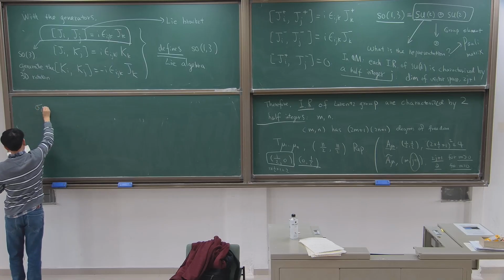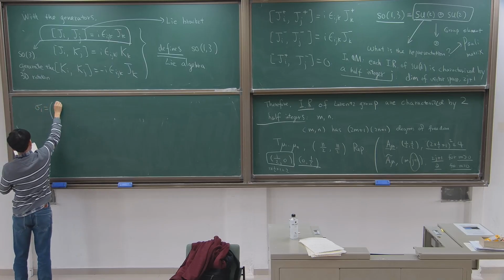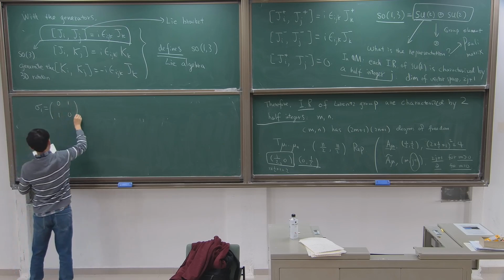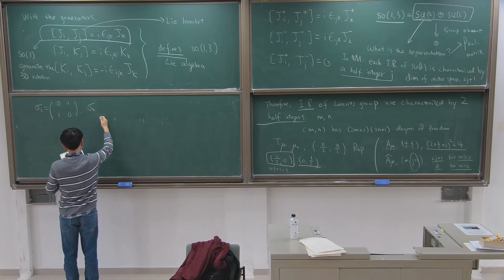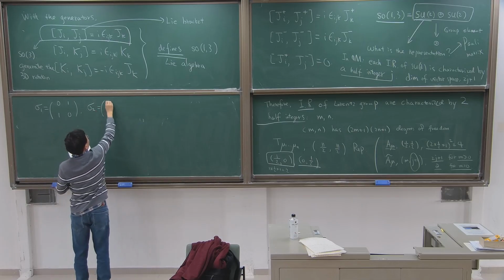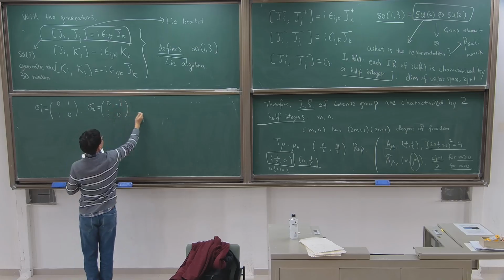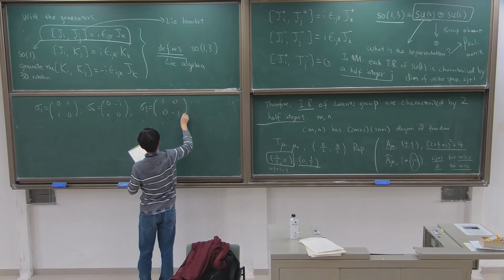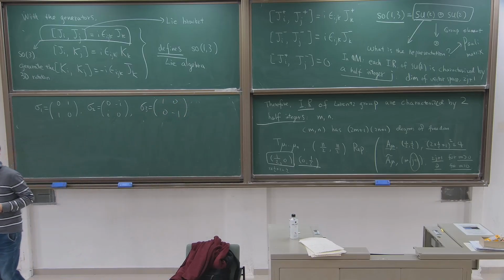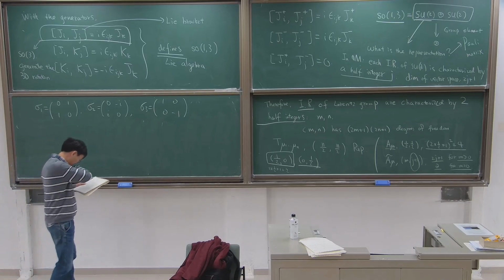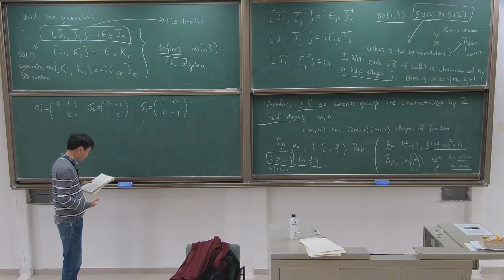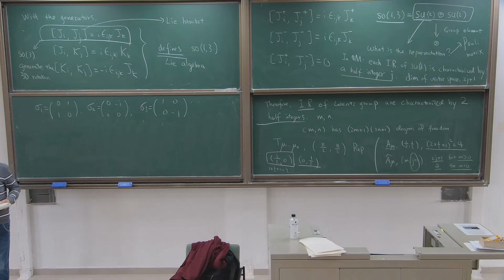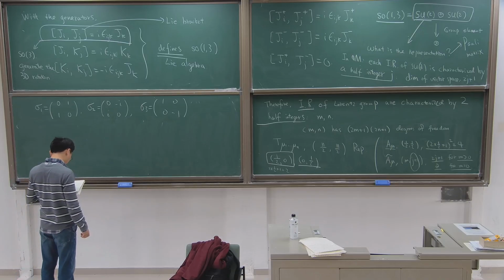Let me write the Pauli matrices explicitly. Sigma denotes the Pauli matrix. These are 2x2 matrices, three objects. Since this is a 2x2 matrix, it literally acts on a 2-dimensional space. This is essentially what we want.